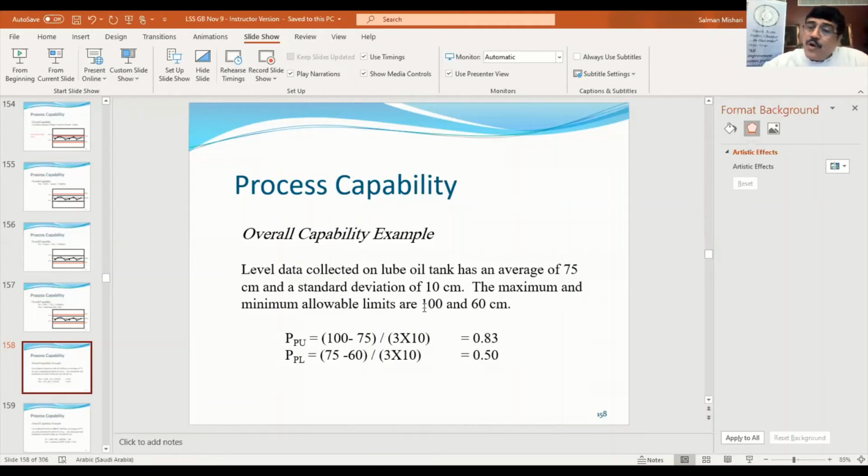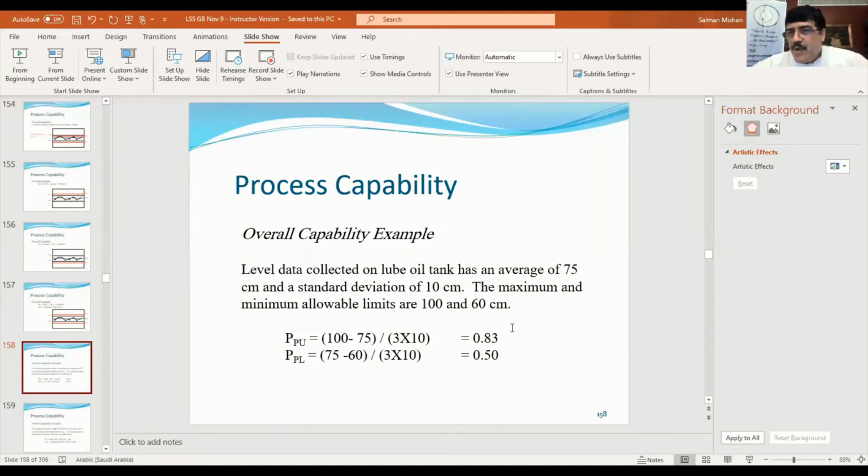And I don't want it to go above 100 centimeters, okay? So what is the PP upper? The PP upper is very simple. We take the upper specification limit, which is the 100, the upper value that our customer wants, minus my average, which is 75, divided by 3 standard deviations. So we get 100 minus 75, that's 25, divided by 30, so I get 0.83.